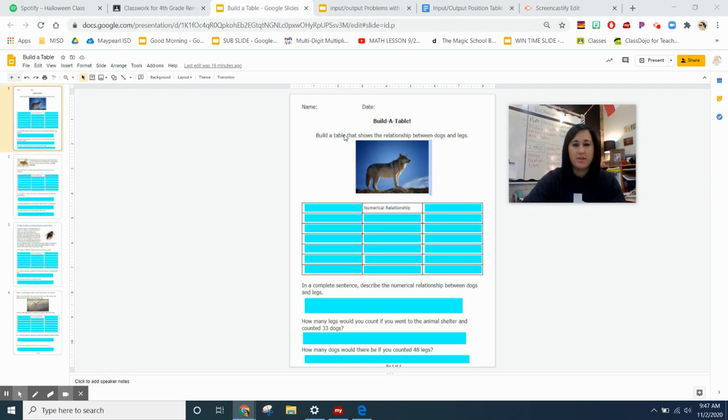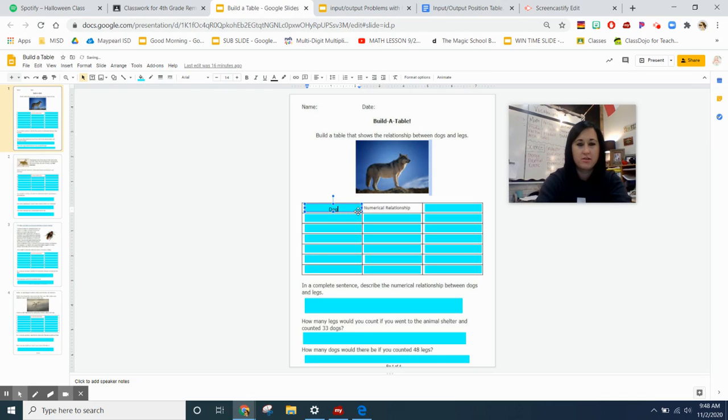All right, so build a table that shows the relationship between dogs and legs. The first thing you're going to type up here is dogs. This is our position. And then legs is going to be our value. So we're going to start with 1 dog, 2, 3, 4, 5, and 6 dogs. And our values are going to be, okay, how many legs does 1 dog have? Well, 1 dog has 4, 2 dogs have 8, 3 dogs have 12, 4 dogs have 16, 5 dogs have 20, and 6 dogs have 24.